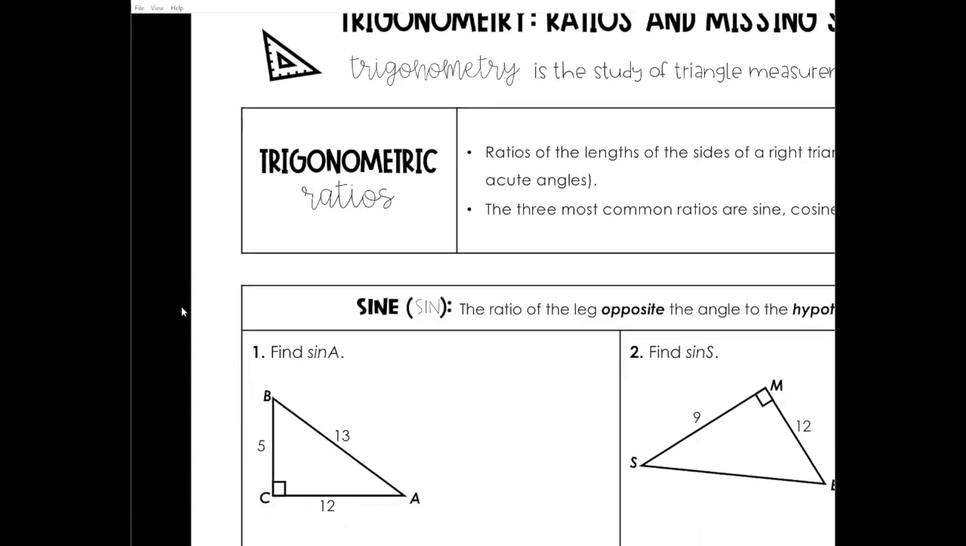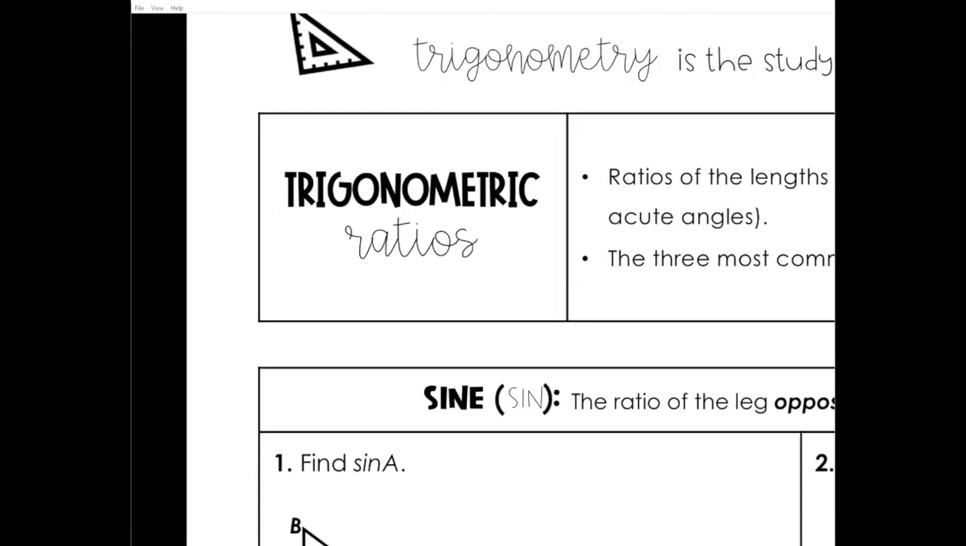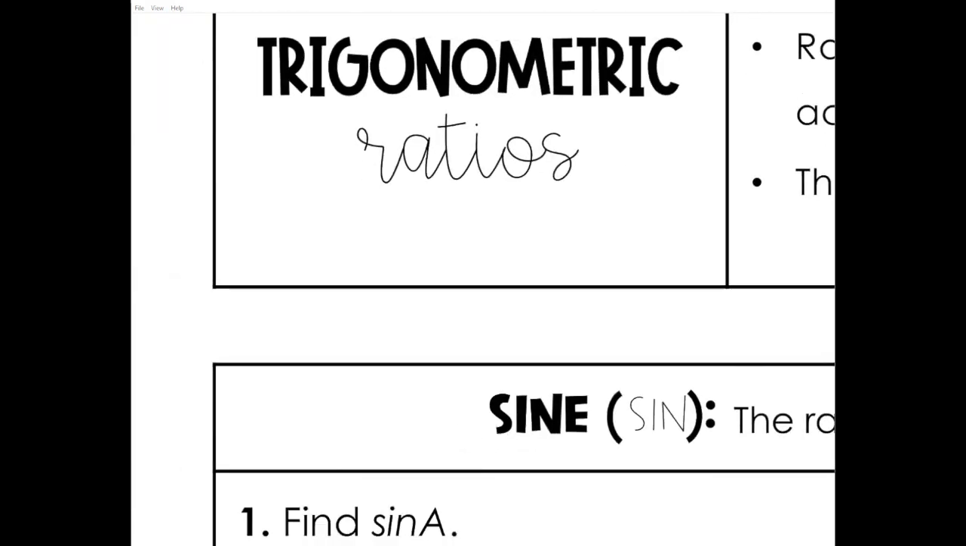So let's focus on finding the ratio, okay? So there is a handy dandy mnemonic device that helps us remember how to find the ratio. So our first ratio is sine, okay? So the mnemonic device is simply this: SOH, CAH, TOA. Okay. So, SOH, CAH, TOA.